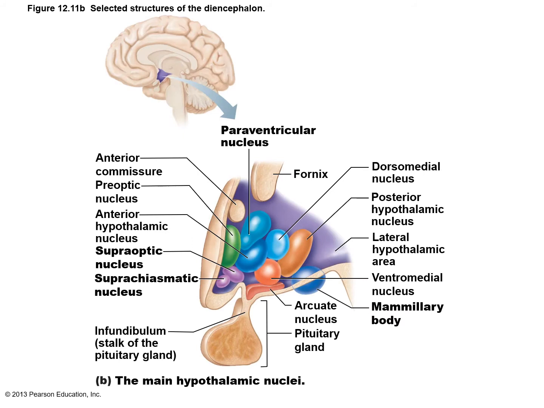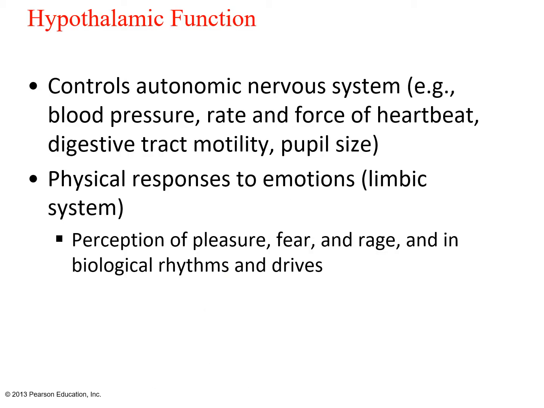So here are structures of the diencephalon. Again, this is basically the main hypothalamic nuclei. You can see parts of the anterior commissure, and you can see a lot of nuclei, preoptic, anterior hypothalamic. I won't repeat all of these nuclei and what they're for, but you can see that there's a great variety of them in the hypothalamus. A couple of these nuclei are responsible for forming oxytocin and antidiuretic hormone, which are the hormones that are released from the posterior pituitary.